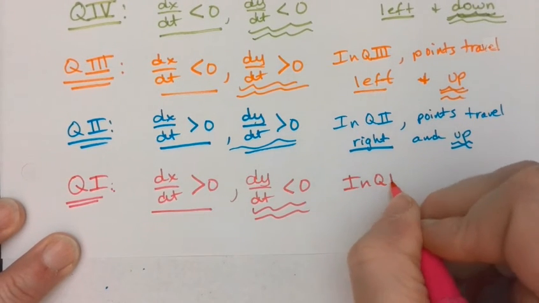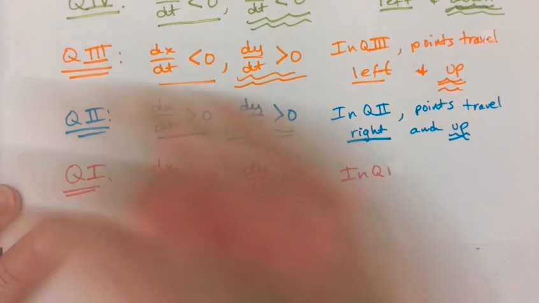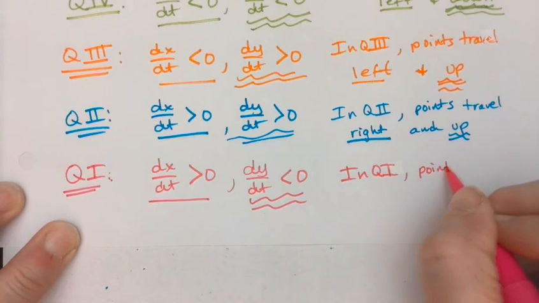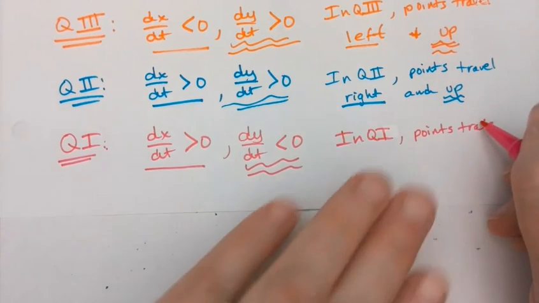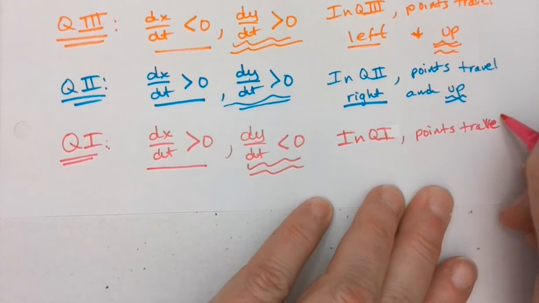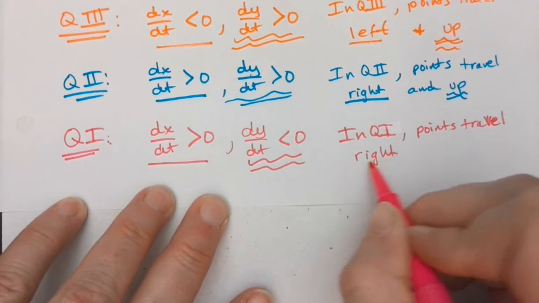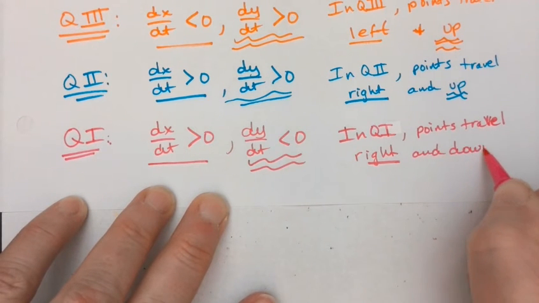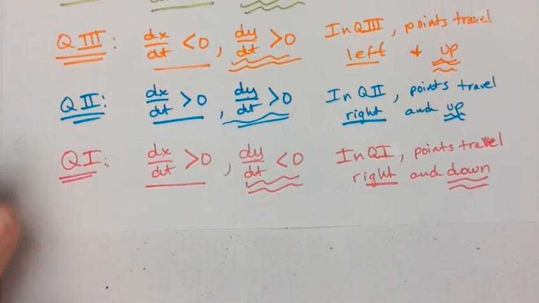So in Q1, not Q2, Q1, points travel right, that's why dx/dt is positive, and down, that's why dy/dt is less than 0.